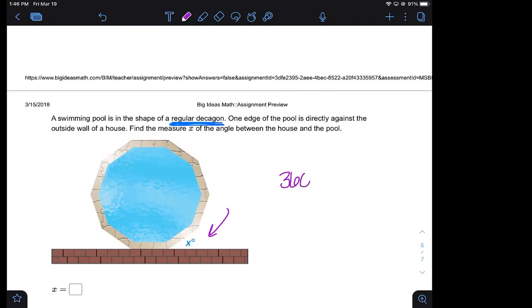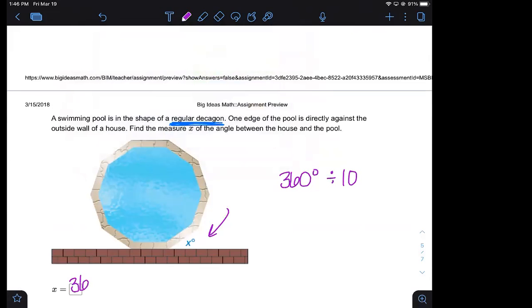Now, for a decagon, more specifically for a regular decagon, which means all the interior angles are the same, all the exterior angles will also be the same. For a decagon, there's not only 10 interior angles that are the same, but there's 10 exterior angles. So that 360 degrees has to get split 10 equal ways because it's regular. So Levi, what do you get when you divide 360 by 10? 36.